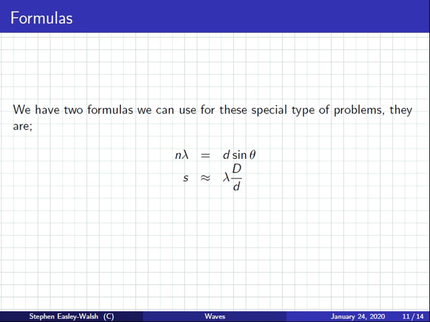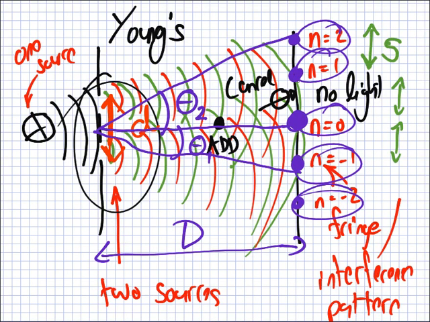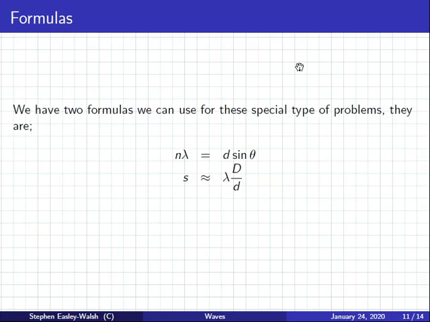Now, you'll notice that one of these is an equal and the other is an approximate. Let me explain why. Technically speaking, the distance between these is not constant. In fact, as you move out, they become further apart. What this formula is doing is giving you the rough average distance between them.